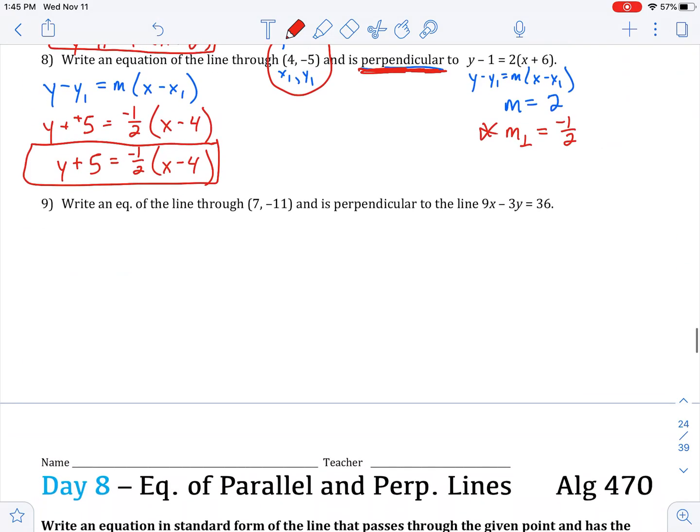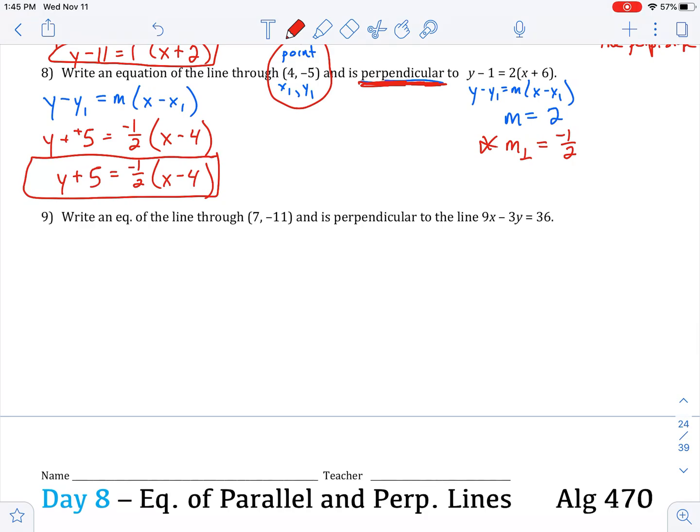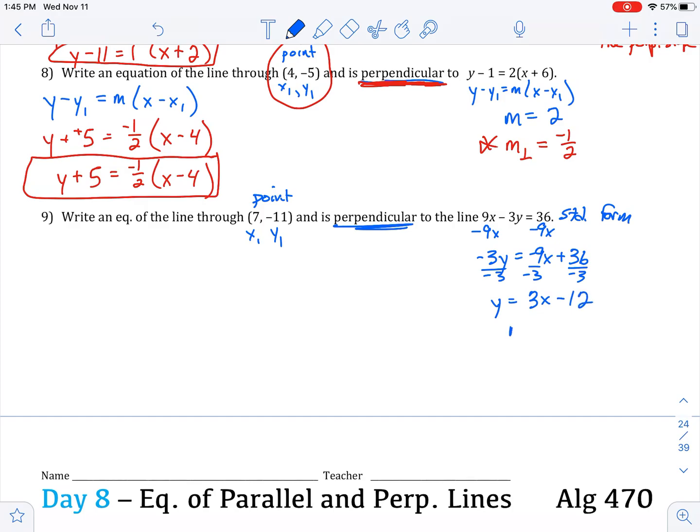And one more to go here. Example number 9. We are going to again recognize that they are giving us a point, x sub 1, y sub 1, and we want it to be perpendicular to this line, but notice this is in standard form. When something is in standard form, that's not going to tell me my slope. What I need to do is convert it to slope-intercept form so I can calculate the slope. So I'm going to subtract 9x from both sides, divide each term by -3, and we're left with y equals 3x minus 12. That tells me that my slope here is 3 for the given line.